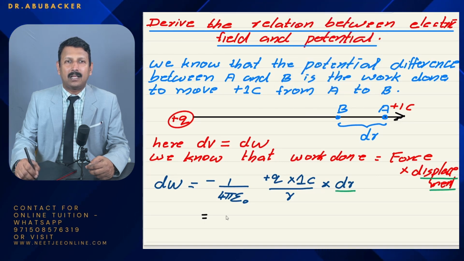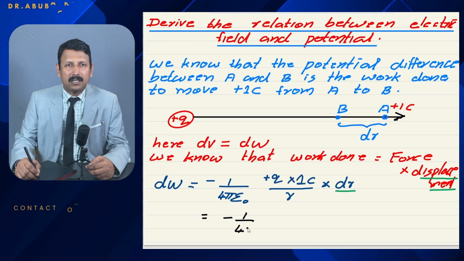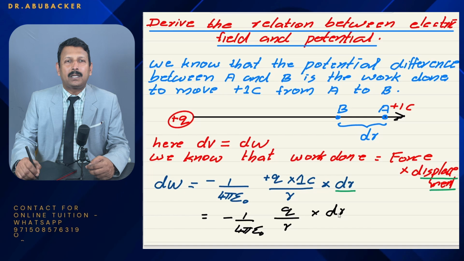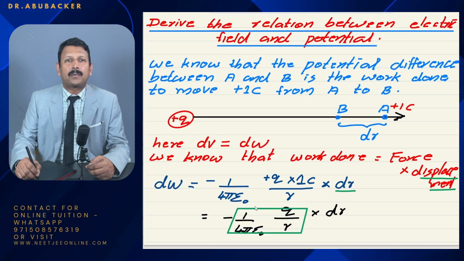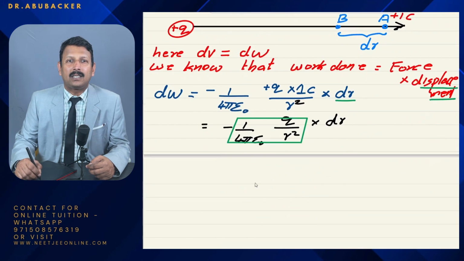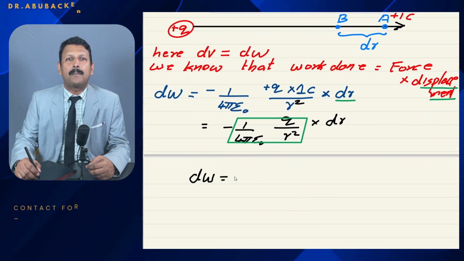Why is there a minus sign I kept? Because the work is being done against the existing repulsive force between plus Q and the plus 1 coulomb charge. So here the force is over R squared, I wrote it now.